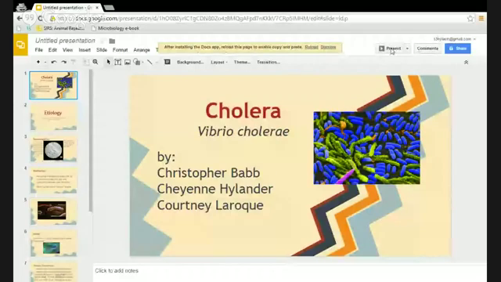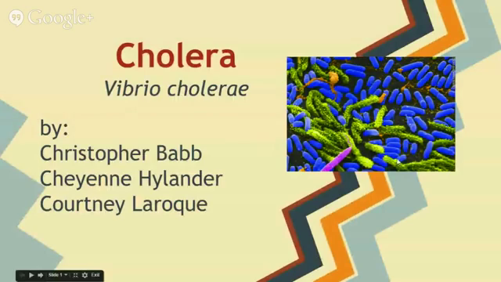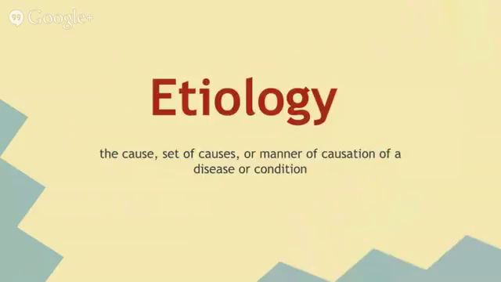So cholera's scientific name is Vibrio cholerae, and here's a picture of it. Today I'm going to be talking about the etiology as well as the reservoir for cholera, and Courtney will start after me with signs and symptoms. Etiology just describes the disease itself. The actual definition is the cause, set of causes, or manner of causation of a disease or condition. So this describes cholera.